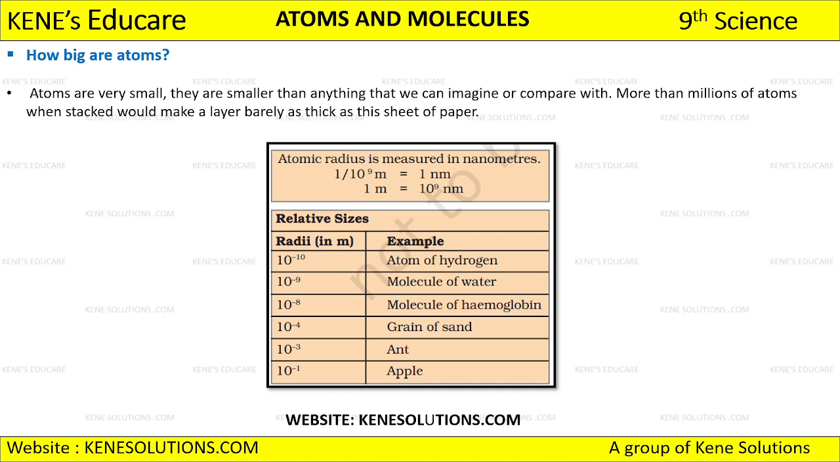And when it comes to atomic radius, we measure the atomic radius in nanometers, where we know that 1 divided by 10 raised to 9 meter is going to be 1 nanometer, and 1 meter is 10 raised to 9 nanometers.